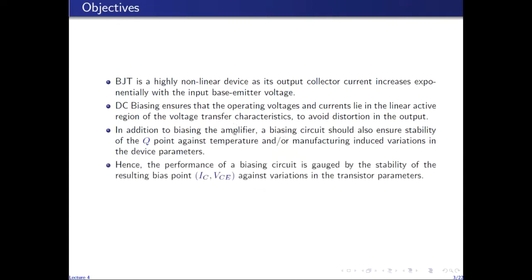So in addition to biasing the amplifier, an important objective of the design of a biasing circuit is to ensure the stability of the resulting bias point against such parameter variation. So in this regard, we will study the biasing schemes by taking into account the variations in the beta parameter of the transistors. So in other words, we will gauge the performance of the DC biasing networks by analyzing the stability of the resulting bias point against variations in the beta of the transistors.